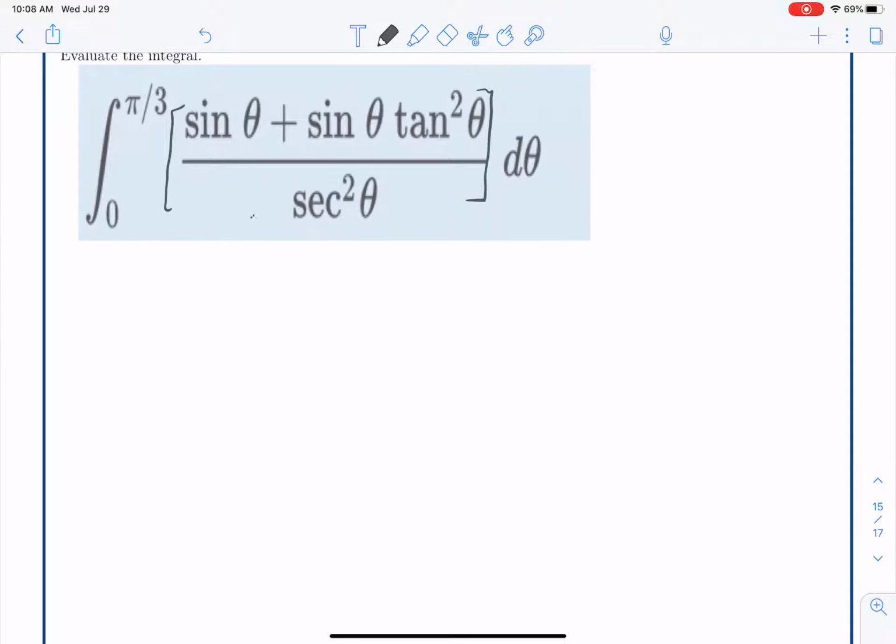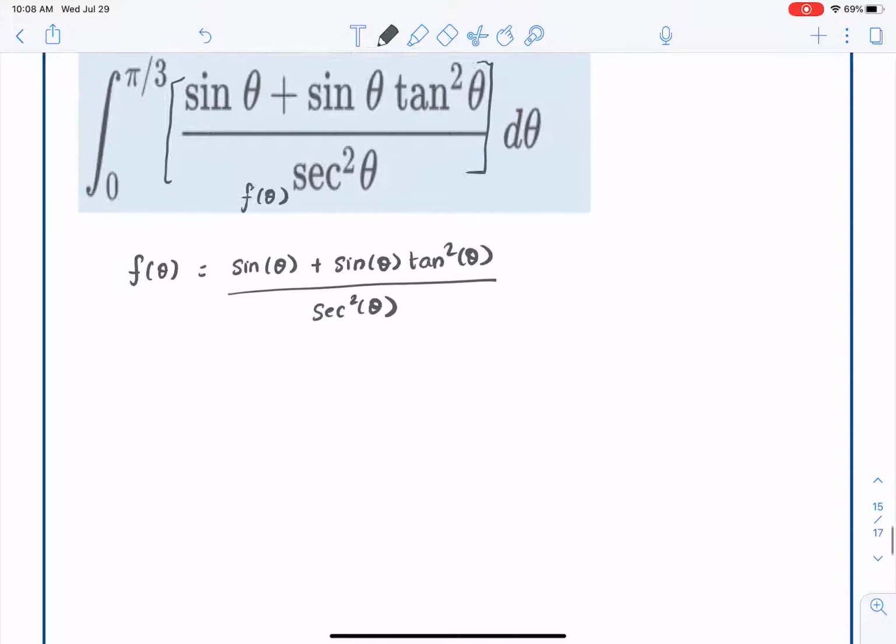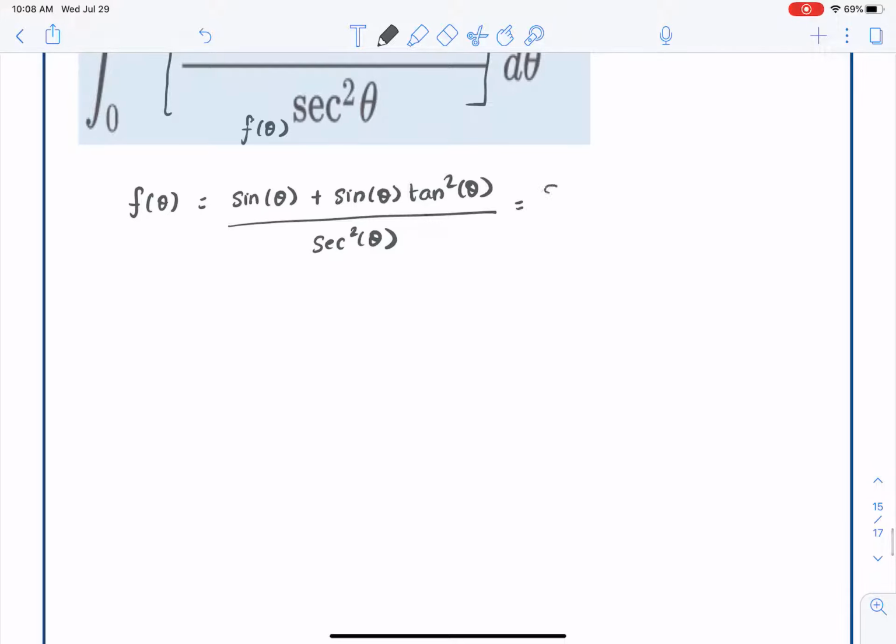So let's take the integrand. I'm going to call that f of theta. So f of theta is sine theta plus sine theta times tangent squared theta divided by secant squared theta. I could write that as sine theta over secant squared theta plus sine theta tangent squared theta divided by secant squared theta.